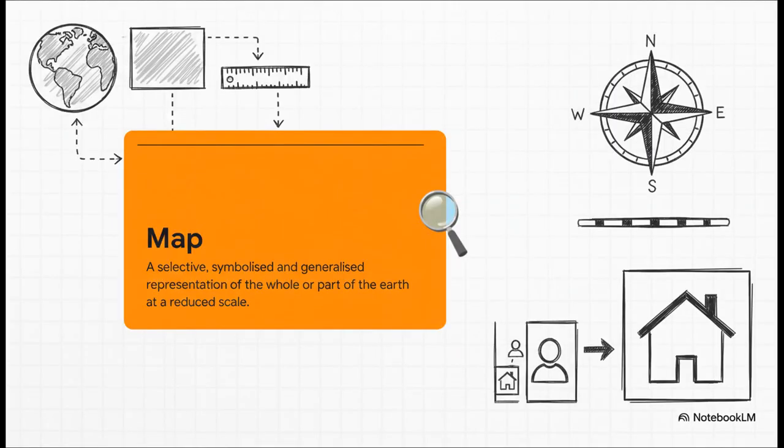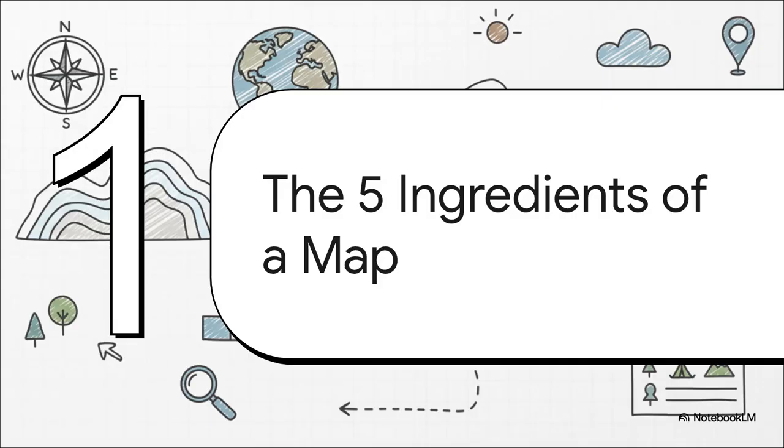And this, my dear students, is a map. It's a picture of the Earth on a flat surface. But the magic ingredient, the one word that makes all the difference, the word that separates a simple drawing from a real map, is scale. So remember this, without scale, it's not a map. It's just a sketch.